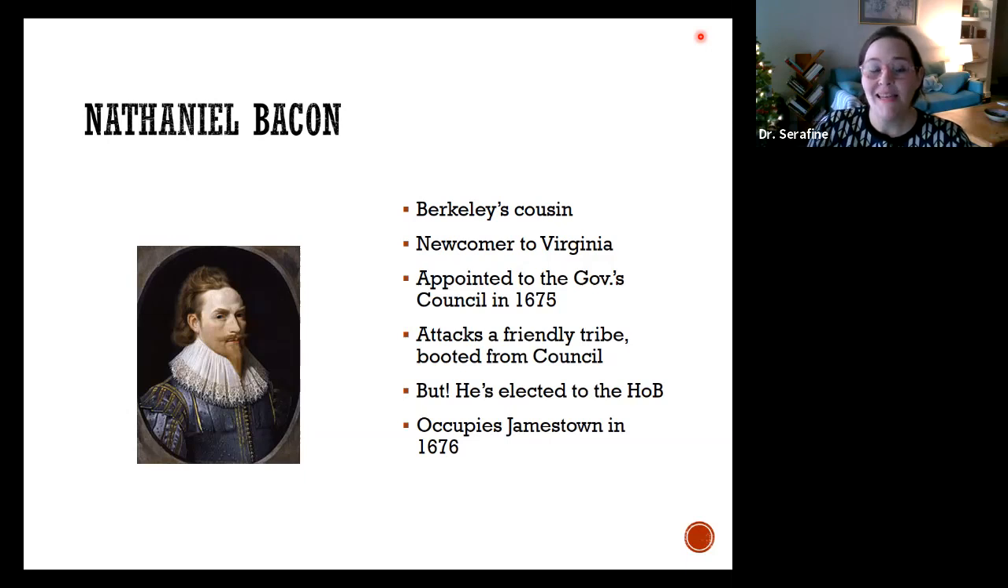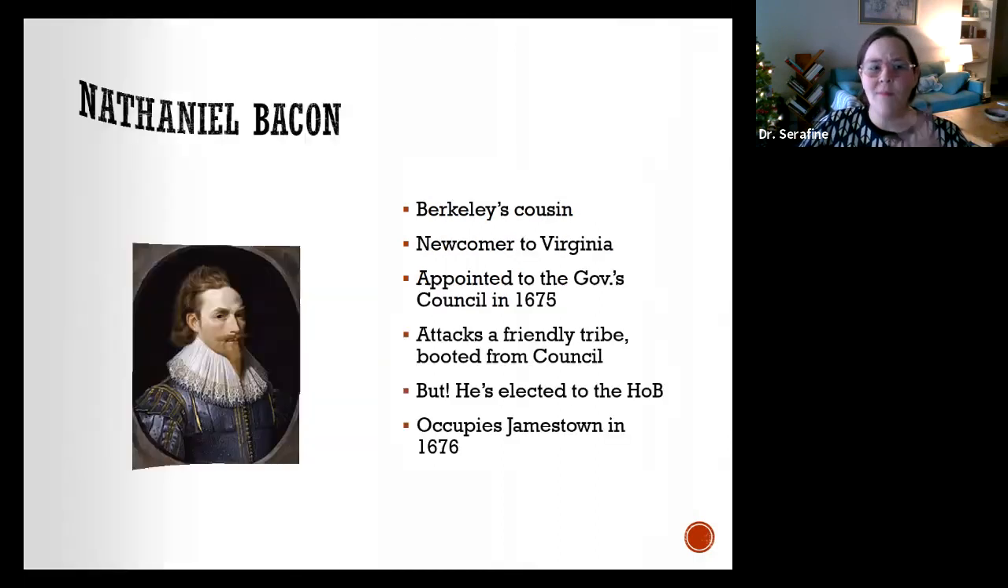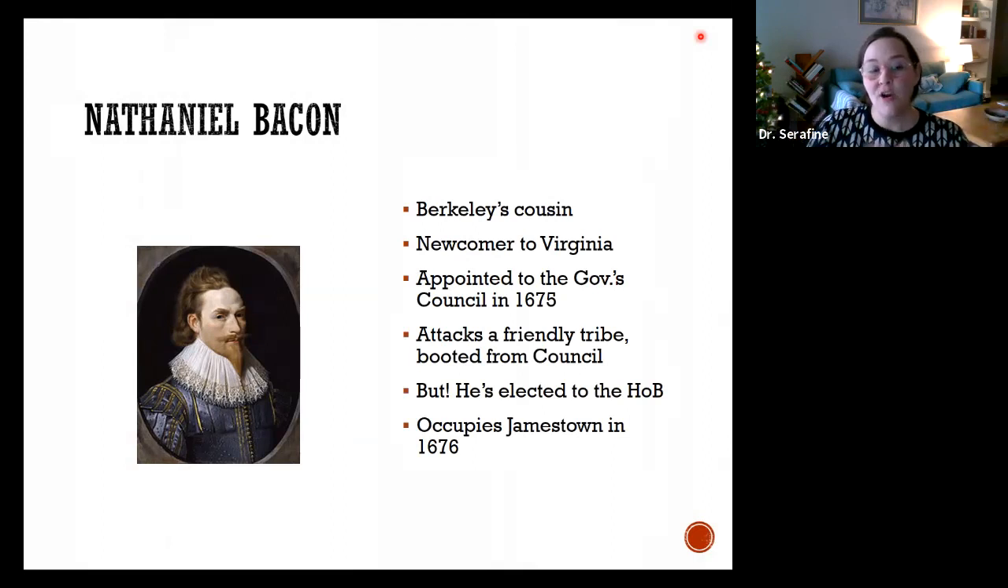In response to this Doeg attack, so the Doegs have attacked Nathaniel Bacon's plantation, in retaliation, he attacks the Pamunkey. He attacks Cockacoeske's tribe. And Cockacoeske, you can imagine, is like, Governor Berkeley, you have to do something about your cousin. Why is he attacking me? We're your friends. It's the Doegs that are your foes. But Nathaniel Bacon says, no, friend or foe, Native American, all the same to me. They're all heathens, and the governor protects them instead of giving us their land.